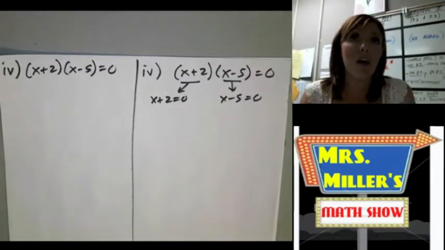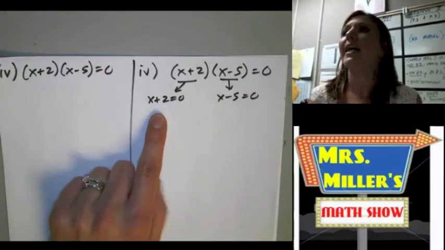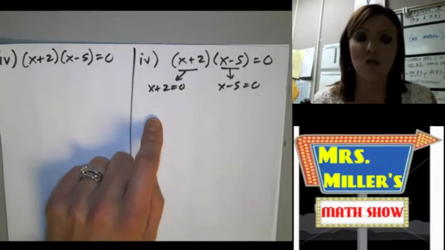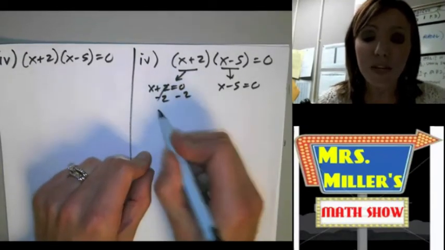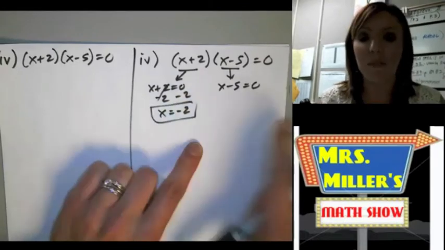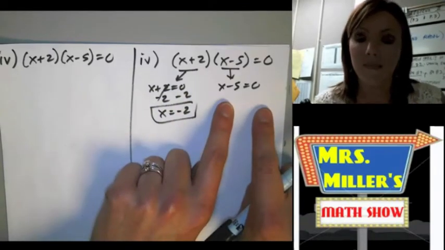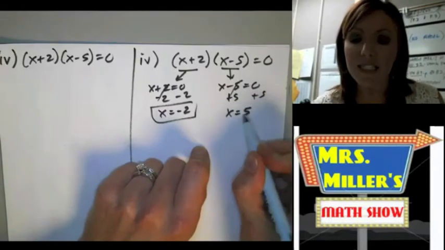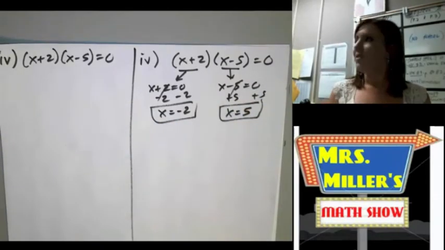So how would I get x by itself in this one? Subtract 2. Good. Yes. Don't be afraid to shout it out. Okay, how about this one? What do we do? Add 5. So x equals -2 and x equals 5. Wasn't that easy?